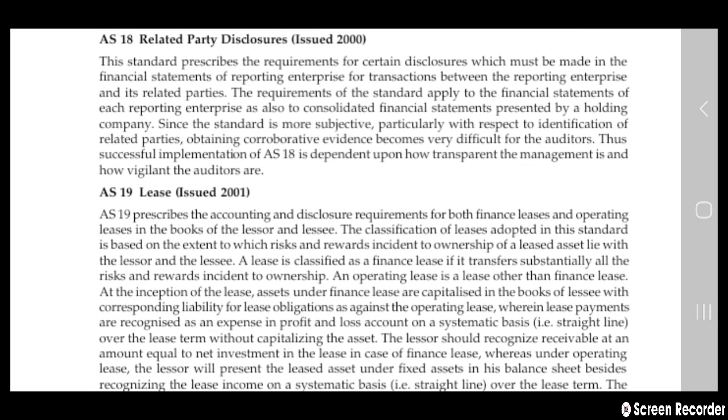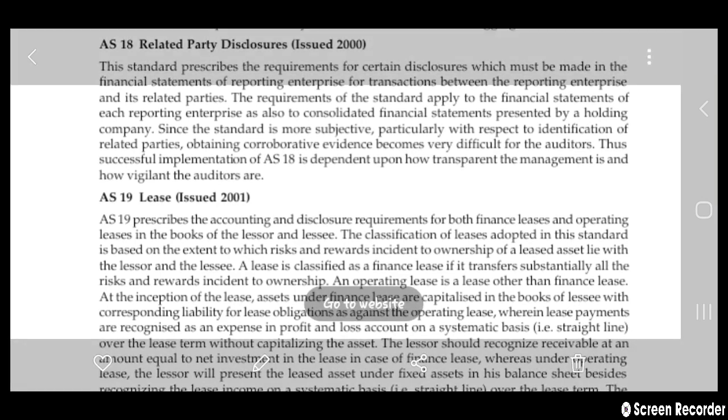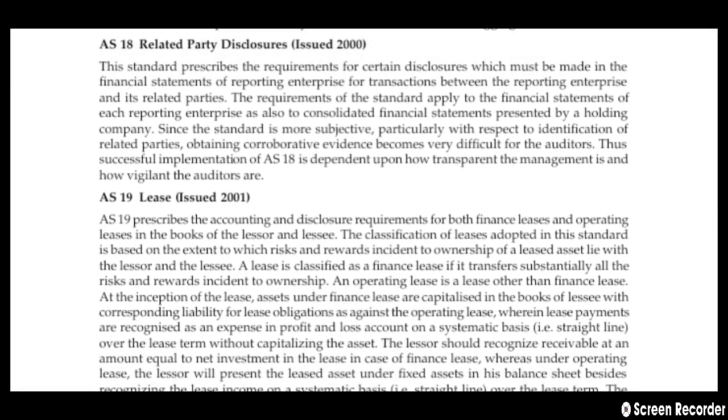Next, related party disclosure. It was issued in the year 2000. This standard prescribes the requirements for certain disclosures. It tells us the requirements which must be made in the financial statements of the reporting enterprise for transactions between the reporting enterprise and its related parties.